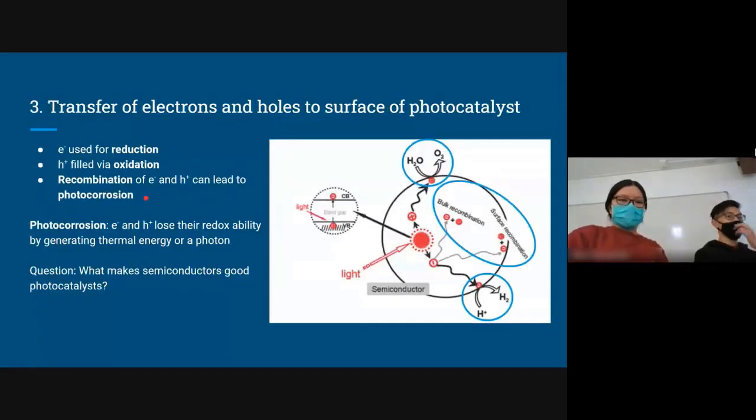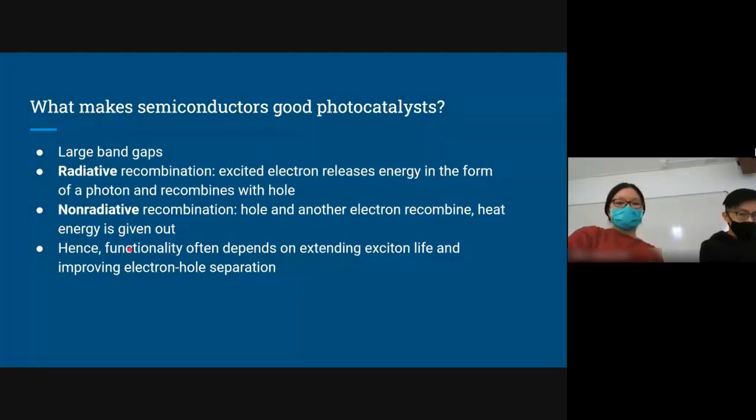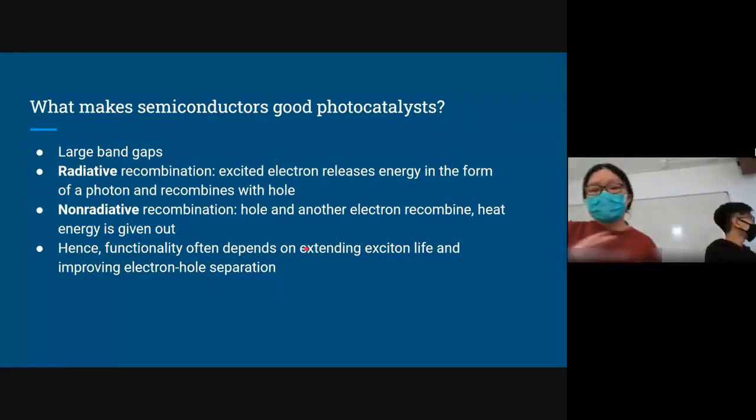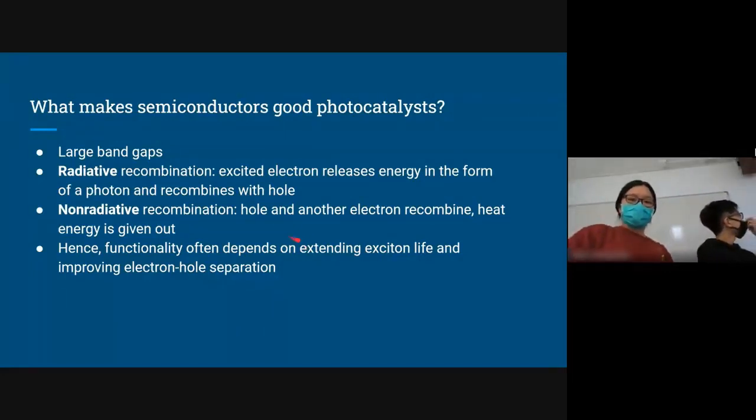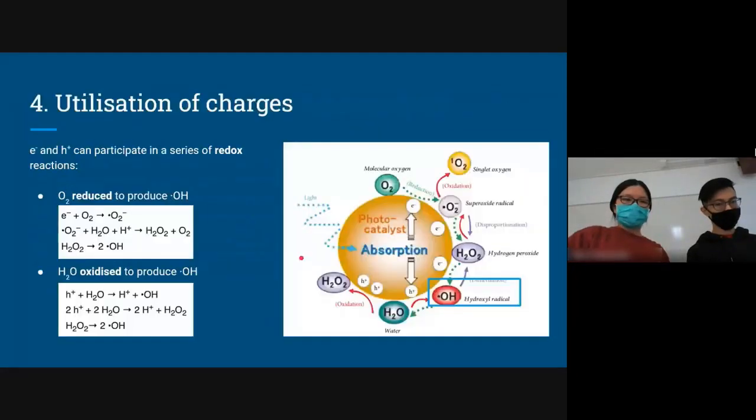Because of this photocorrosion, it's important for current photocatalysts to ensure that excitons can remain separated for as long as possible, so as to ensure that the redox reactions, which are here, will be able to occur.